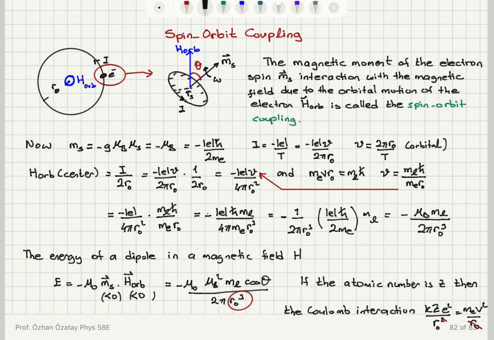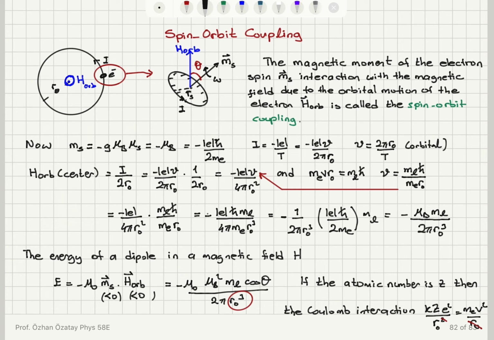And by substituting the quantization of angular momentum, mvr equal to m sub l h bar, into the current, which is minus ev over 2 pi r, for v, I can get the magnetic field to be minus a Bohr magneton m sub l divided by 2 pi r0 cubed. The energy of a dipole in a magnetic field H is minus mu0 m dot H. So the magnetic moment due to the electron spin is negative.